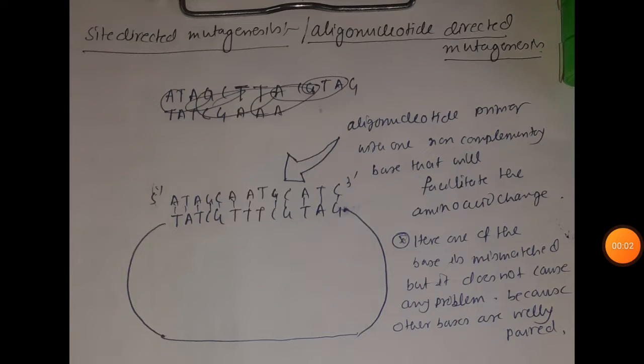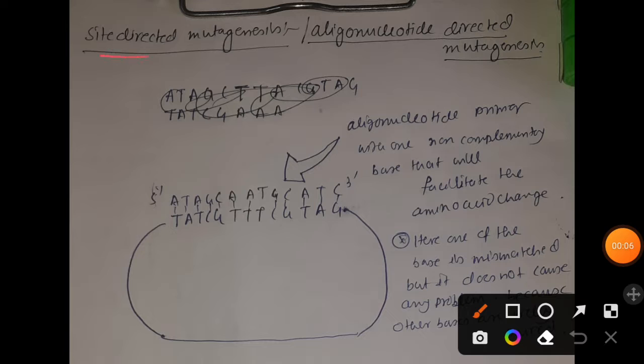So welcome back. Today we are going to discuss site-directed mutagenesis, or oligonucleotide-directed mutagenesis. It is a kind of application of recombinant DNA technology and a very important and interesting topic of protein engineering.